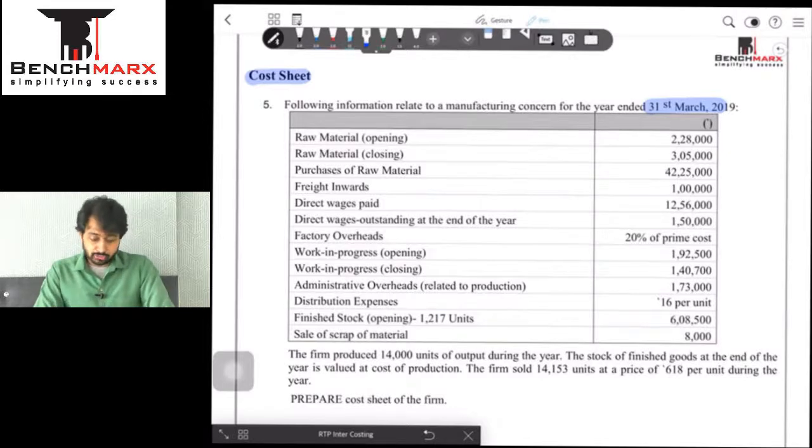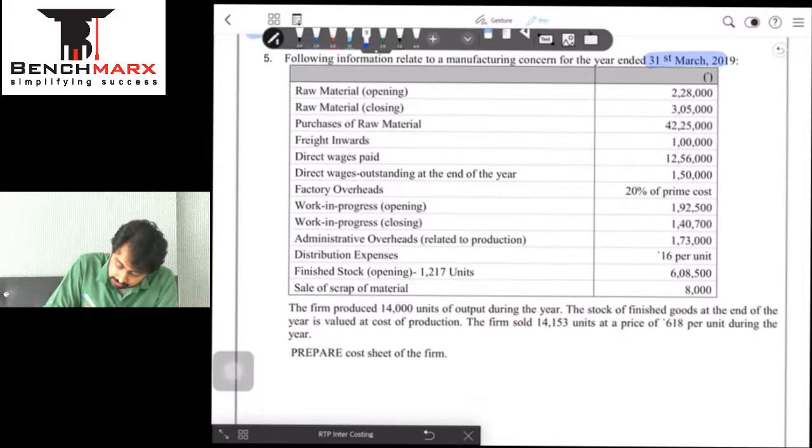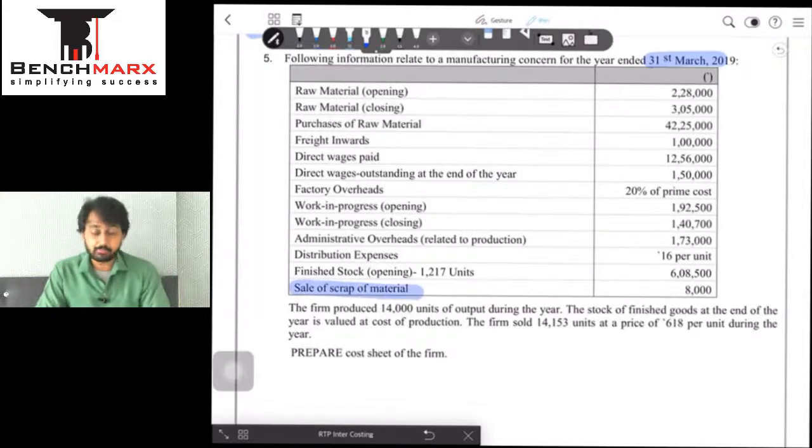Then I've got wages paid, again a part of prime cost. Wages outstanding, I'll add outstanding wages to normal wages to get total wages cost. Factory overheads is by absorption, that's normal. Opening closing WIP, that is normal. Admin cost based on production, so I'll add this before COP. Then I got my S&D, finished stock opening, 1217, sale of scrap of materials. Okay, here the data is clear. Sale of scrap of materials.